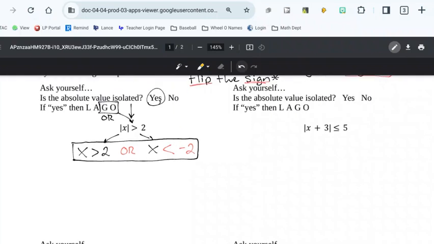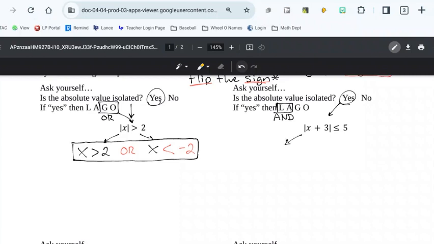Okay, let's go ahead to the second example. Ask yourself, is the absolute value isolated? Is this absolute value by itself on the left side of the inequality? And the answer is yes, it is. Now we take a look at the inequality itself. It is a less than or equal to, but less than. So it's going to be an and problem.